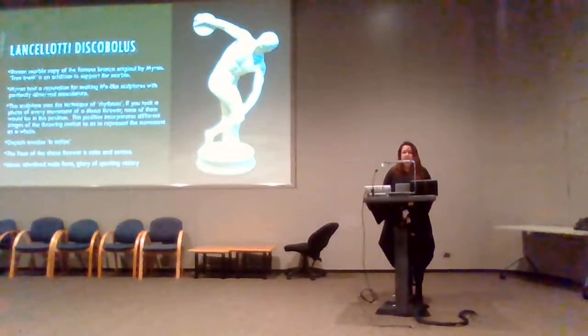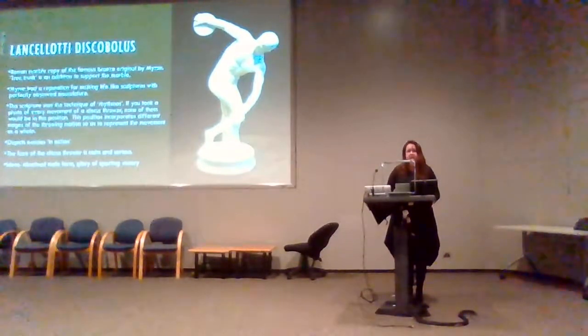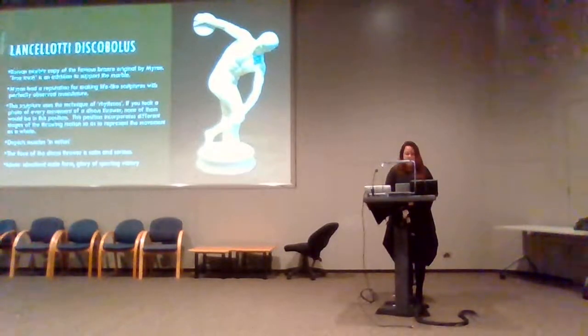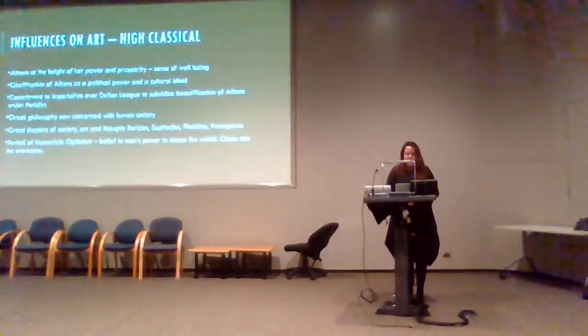He was trying to depict different stages of the movement, which was an artistic attempt that people were really interested in in the early classical period. So we're interested here again in the idealised male form and the glory of sporting victory, again within the form of sporting sculptures.